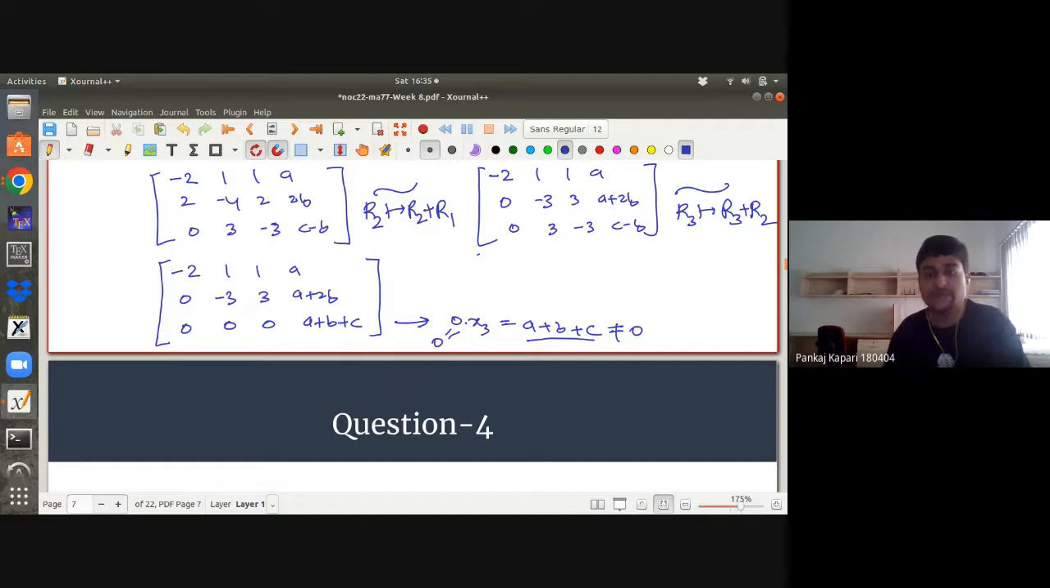That means that a plus b plus c must be 0 so that there is a solution. If a plus b plus c is non-zero, then there are no solutions. So this implies that for a solution to exist, a plus b plus c must be equal to 0.